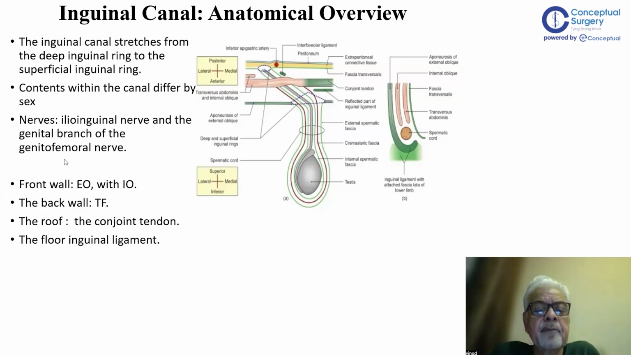In the most medial part, just behind the external ring, this particular structure, the conjoint tendon, comes and takes part in the formation of the posterior wall.